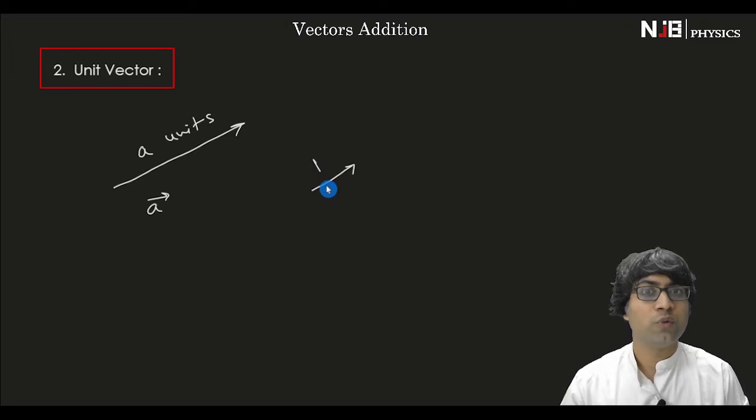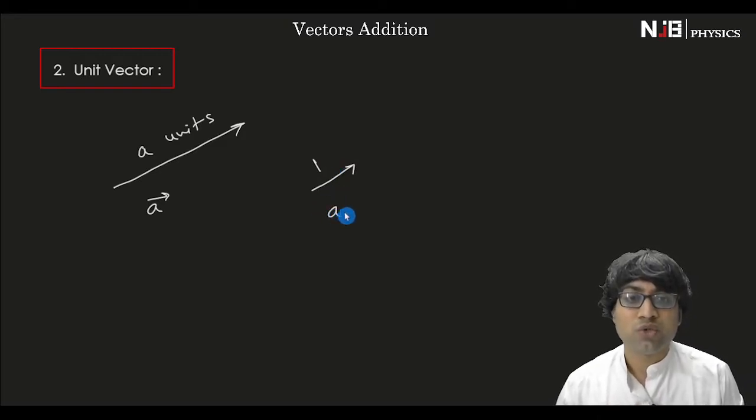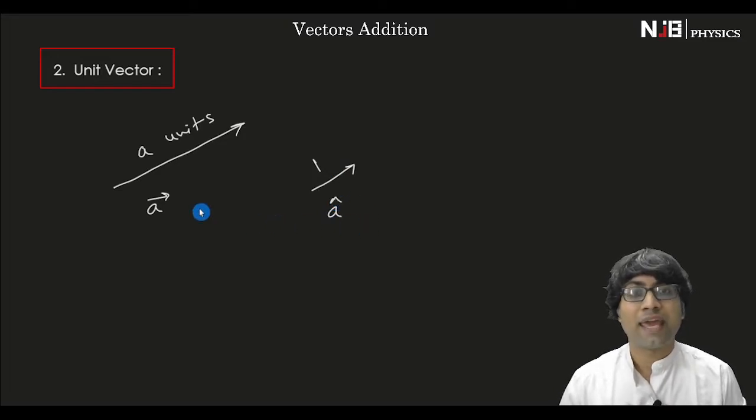It is not going to be 1 unit. Remember this. The magnitude of this a vector is a units. It can be meter per second if we are representing velocity vector, meter per second square if we are representing acceleration vector. So a unit vector is not going to have any unit. Its magnitude is equal to 1, and this is the unit vector in the direction of a vector.